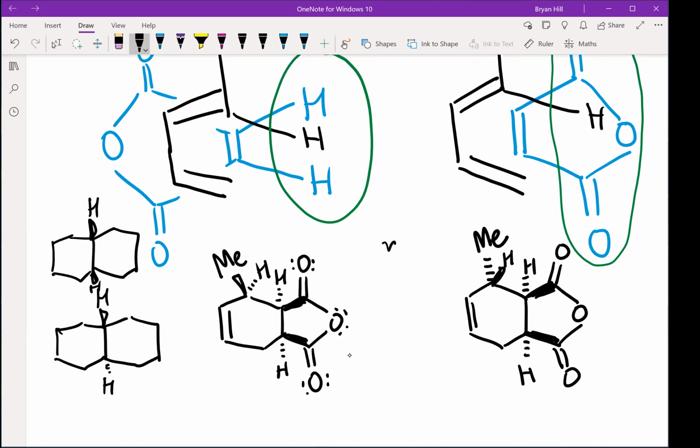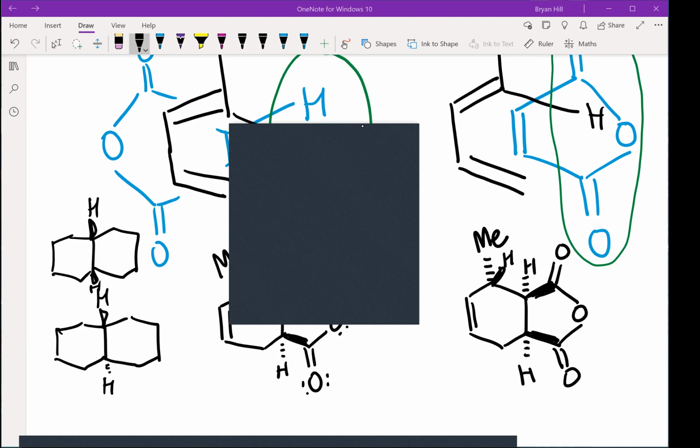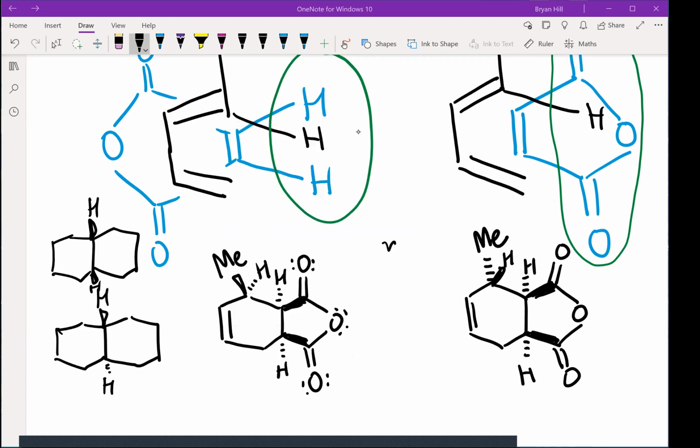So, how did everyone do with regard to their endo and exo transition states? Okay, so what we'll do is we will do a couple more then.